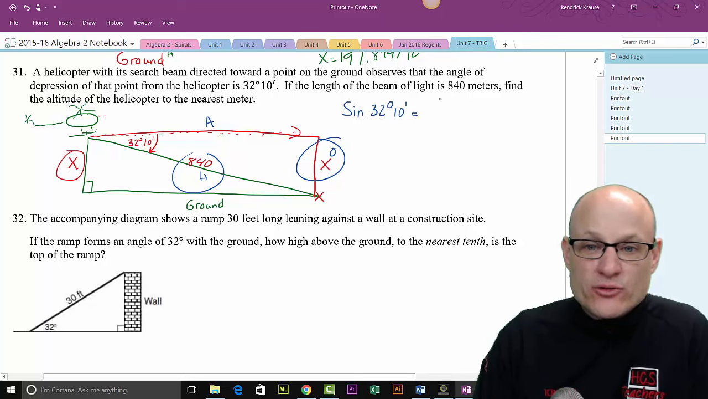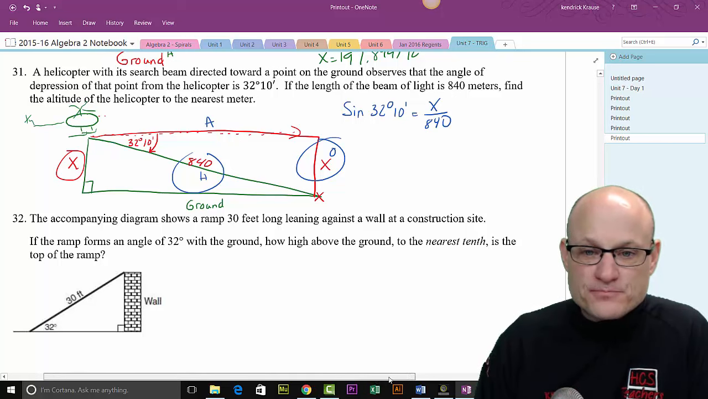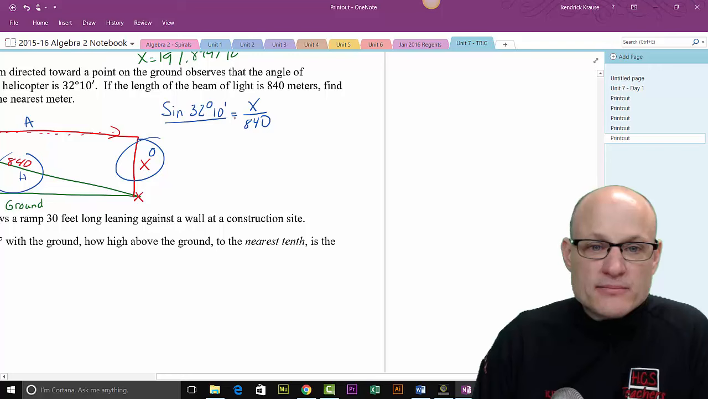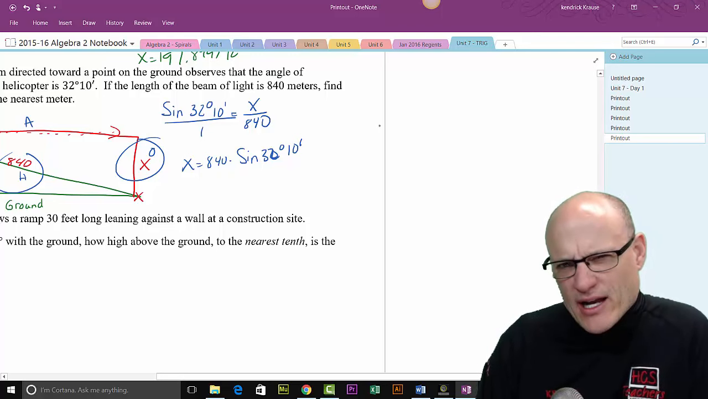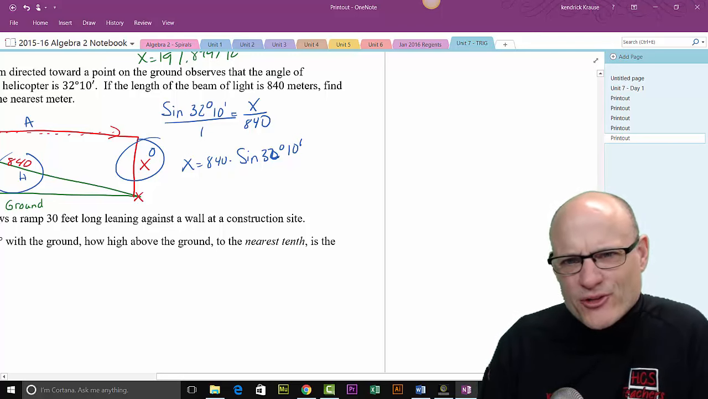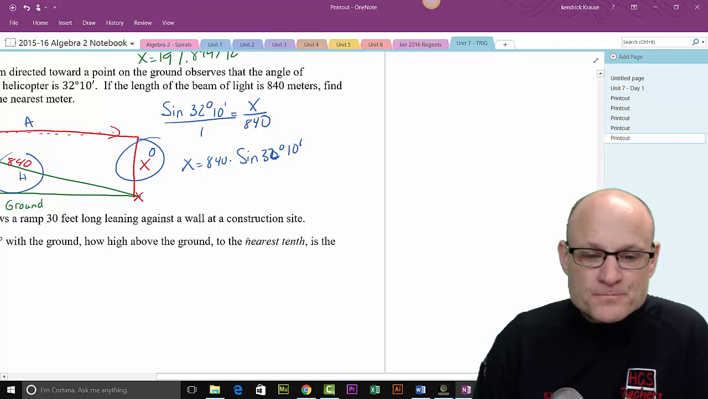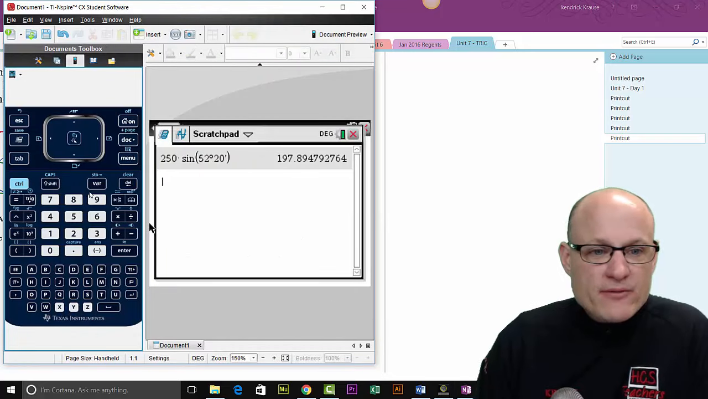Hey, this is an easy one. Cross multiply. I get x is equal to 840 times the sine of 32 degrees 10 minutes. Look, kids, if all else fails and you don't understand the diagram, just start taking right triangles and start finding sides and angles. You're probably going to get something right. So here we go, 840. I mean, you have to try to make sense of it, but if all else fails.